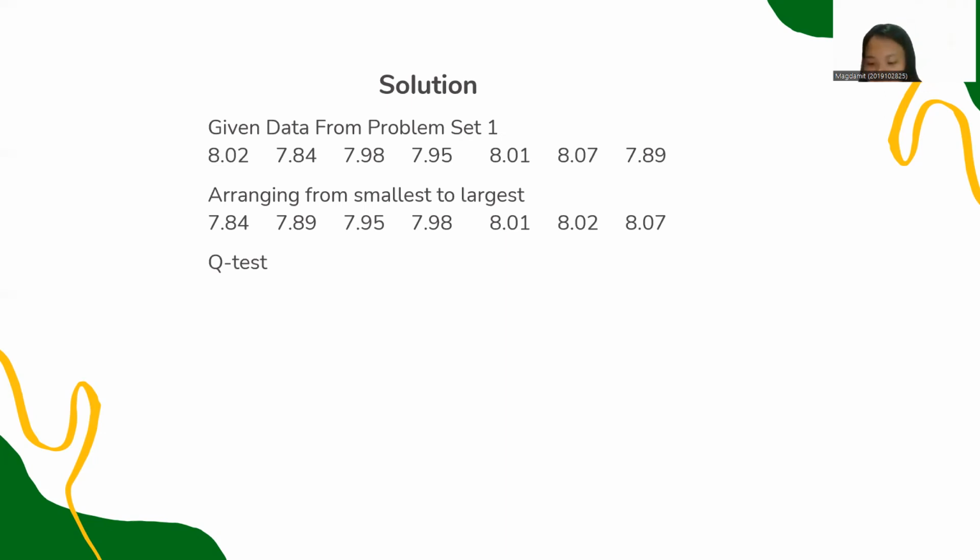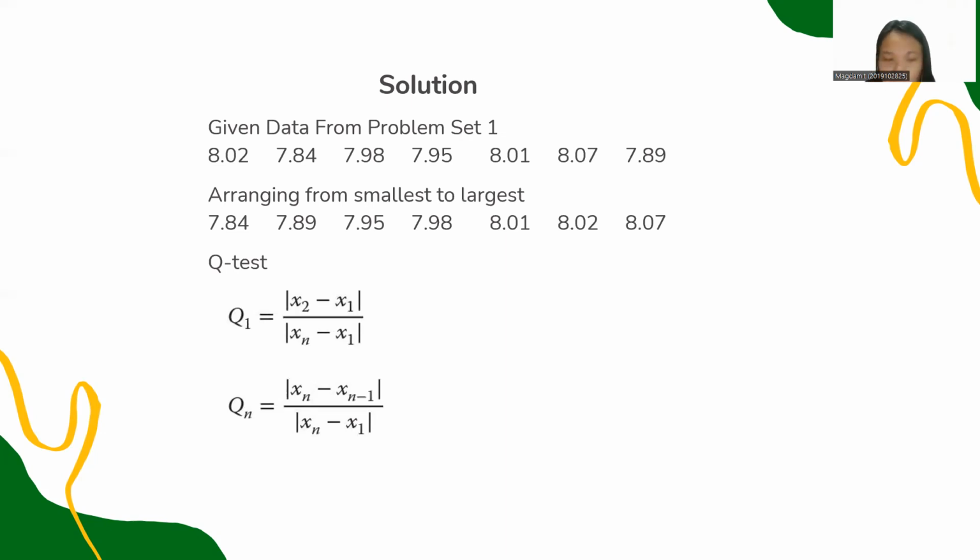For Dixon's method, we will be using the Q-test. The equations used for the Q-test are the following. For Q1, the numerator is the difference between the second number and the first number, while the denominator is the difference between the last number and the first number. On the other hand, for Qn, the numerator is the difference between the last number and the second to the last number, while the denominator is the difference between the last number and the first number.